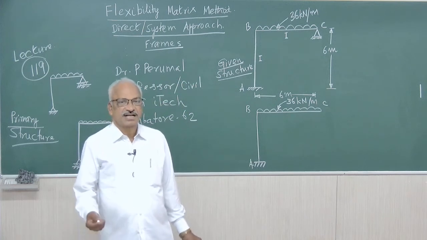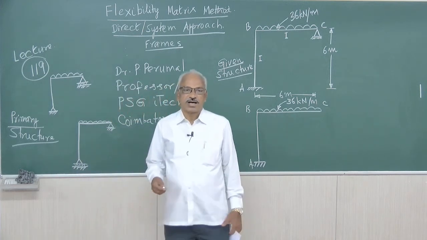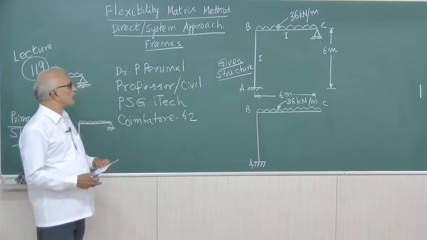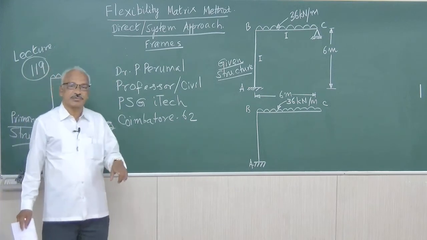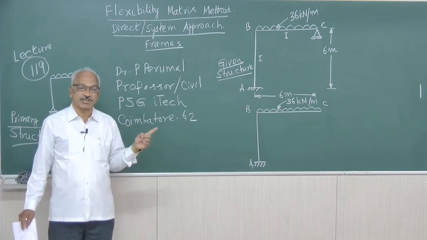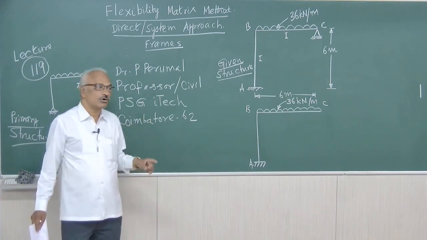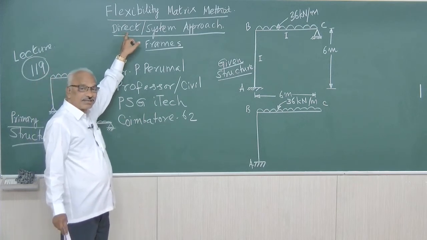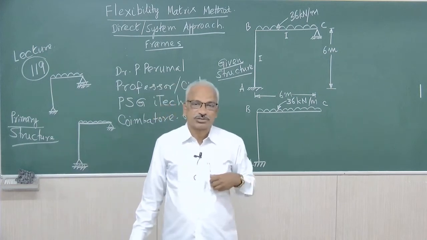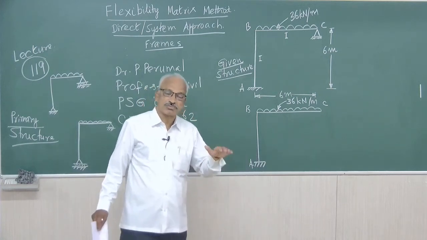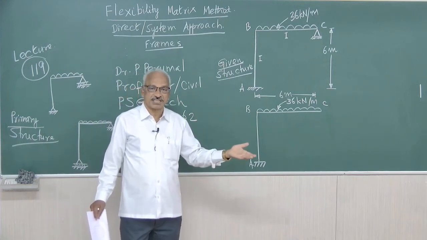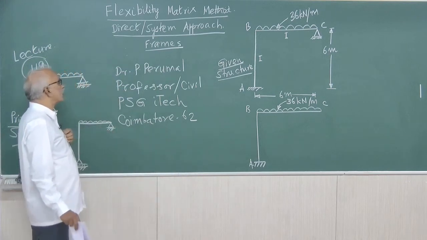Now, in the recent lectures, we have been discussing the matrix flexibility method. As I told, there are two approaches. One is the element approach or transformation matrix approach, which is already available in lectures 1 to 20. Now, this is the direct approach or system approach, which is recently introduced in the syllabus. The problems we have already done are on the element approach or transformation matrix approach. Here it is the system approach or direct approach.